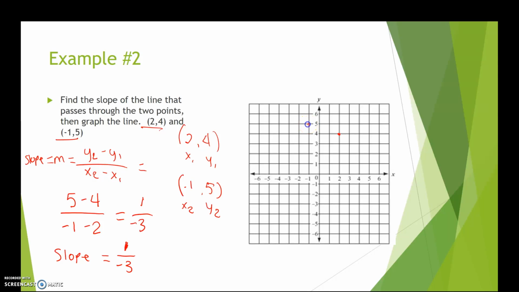1, 2, 3. And there's my second point. I can go up again 1 and run negative 3. 1, 2, 3. There's my third point. I can connect those 3 points and notice the line for that equation.